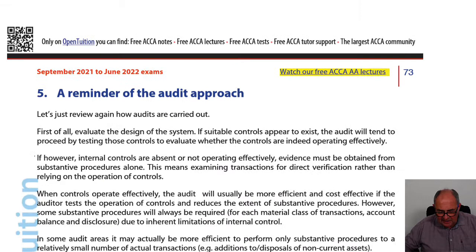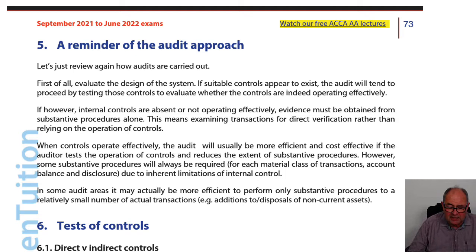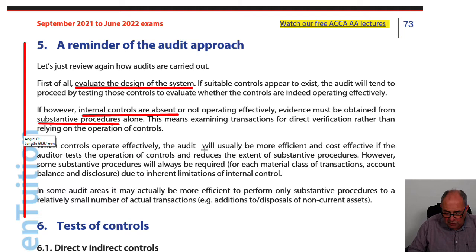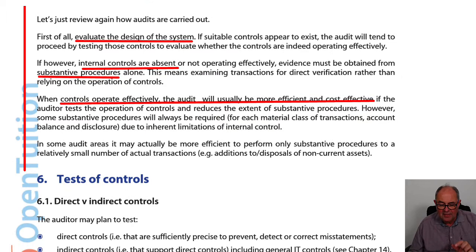There's a nice reminder, isn't there, down here about the audit approach. So what we're doing is looking at the control system, seeing if it's well designed. If it's badly designed, we'll just have to test the numbers by ourselves. Lots of expense for us and then the client. However, if it looks like the controls are working well, then we can do a more cost-effective audit, and that means we will reduce the level of numbers or substantive testing. But it's one thing to say the controls are well designed, it's another thing to say they actually work, and that means we need to test them.